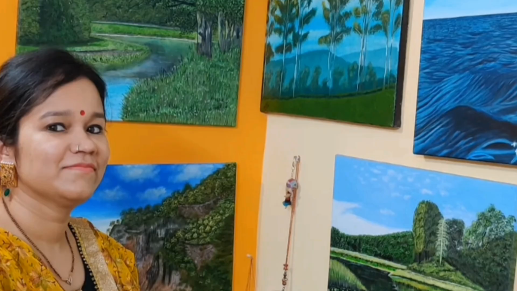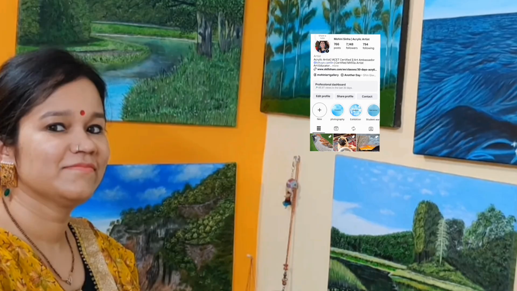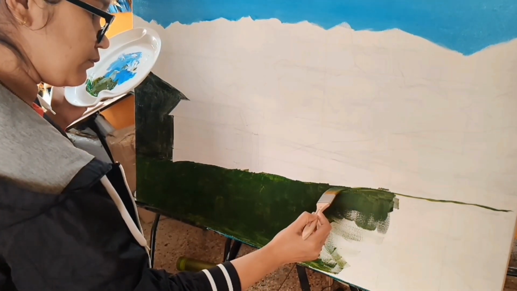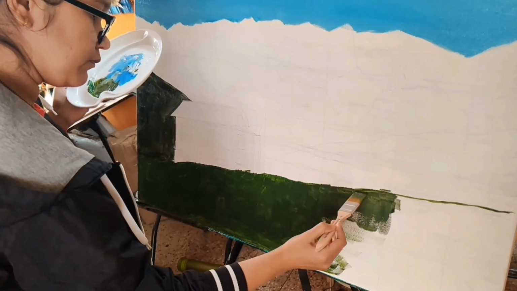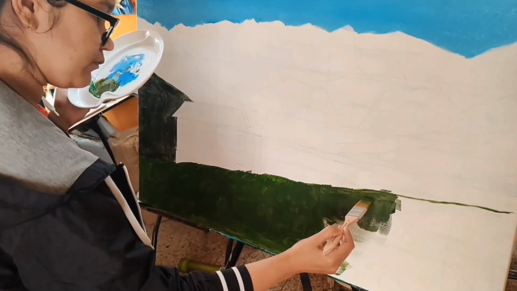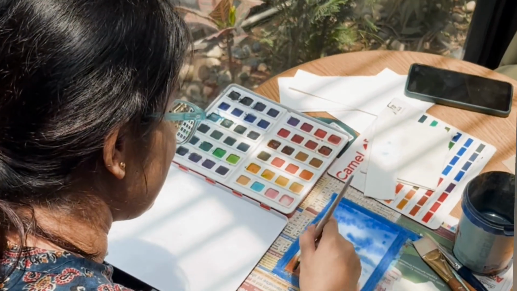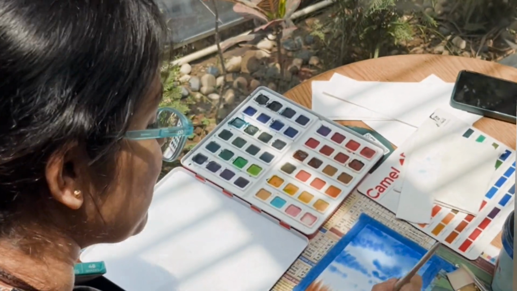My name is Mohini Sinha and I'm from India. And most of you know me as Mohini Art Gallery from my Instagram account. I mostly do nature related painting. So this whole class will be related to nature painting with gouache.